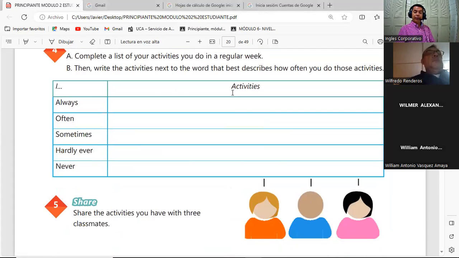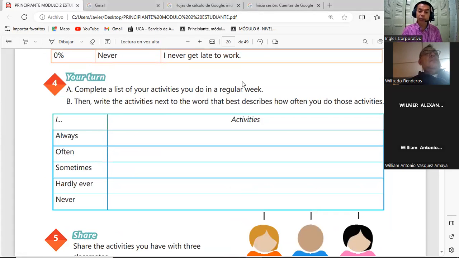Ahora vamos a hacer un ejercicio, right? Let's do an exercise. Pueden tomarle un screenshot a esta página o creo que está fácil, la pueden hacer en su cuaderno, pero igual, tómenle un screenshot porque vamos a hacer una actividad en grupo. Yes.